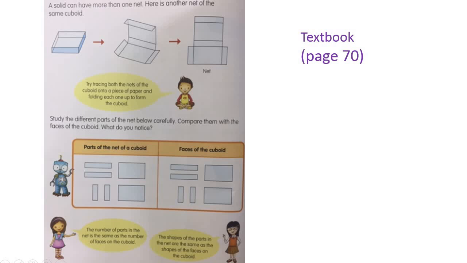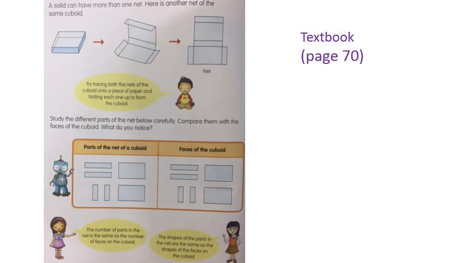So if you have, as we mentioned in the previous slide, 2 triangles and 3 rectangles, you should have on the net the same number of faces and exactly the same faces. Like if you have 2 triangles, you should have 2 triangles in the net. Okay, the shape of the parts in the net are the same as the shape of the faces on the cuboid. So all the shapes should be exactly the same. Otherwise you will not have the same net or the same shape. You will have a different shape.